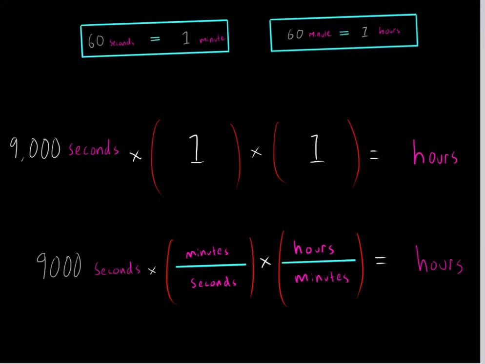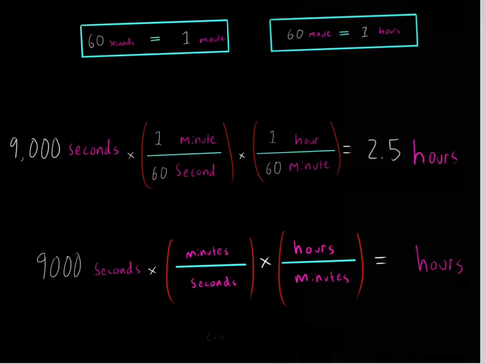So again, we need to know these conversion factors. We already know how we set up the units. And we know 60 seconds is equal to 1 minute, and 60 minutes is equal to 1 hour. So now we know how we can set up these units so they both equal 1.